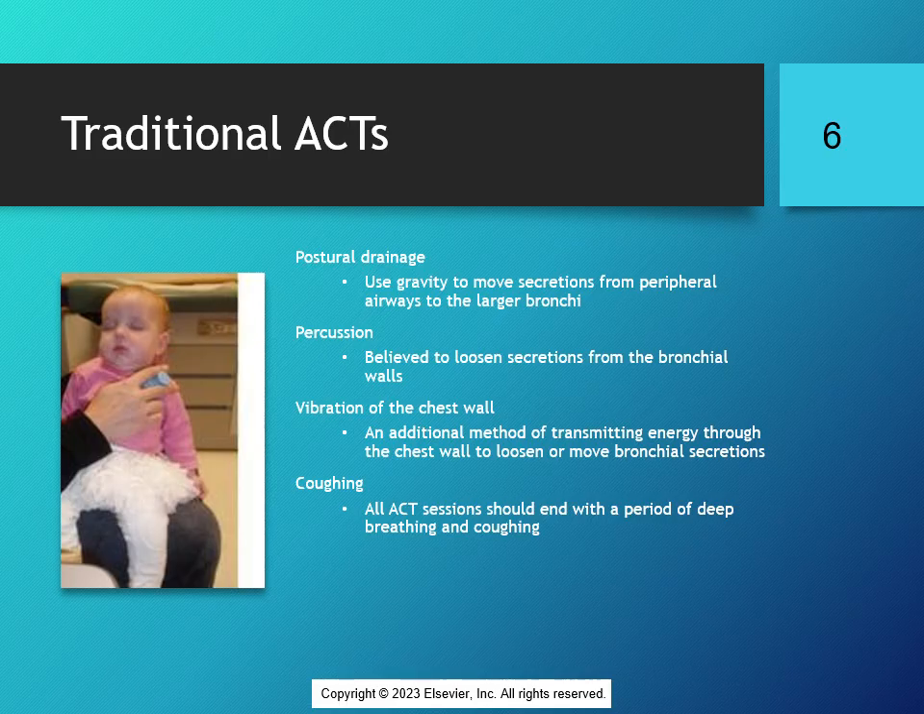Coughing. Coughing can be used after all airway clearance techniques. Anytime you do any postural drainage, percussion, vibration, or any drainage, you should ask your patient to cough strongly. If a patient cannot cooperate, if they're not old enough to cooperate or they're too sick, it is a lot harder to get rid of secretions.